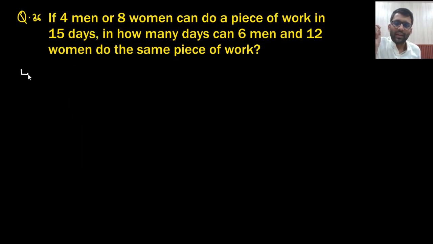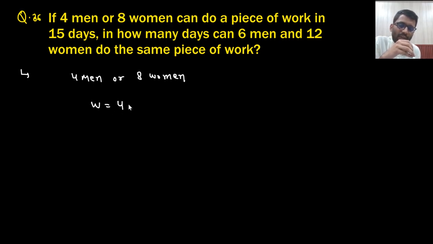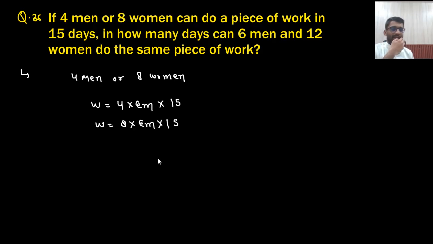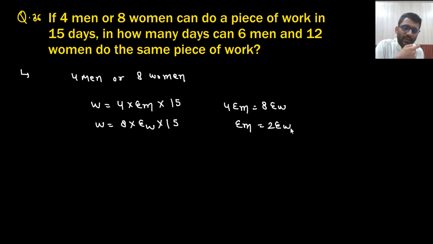If 4 men or 8 women can do the work in 15 days. 4 men or 8 women, not together, is what they are saying. So that means the work is 4 efficiency of men for 15 days, or the work is 8 efficiency of women for 15 days, right? So from here you can equate both of them. So 4 efficiency of man is equal to 8 efficiency of woman. So 1 efficiency of man is equal to 2 efficiency of woman.